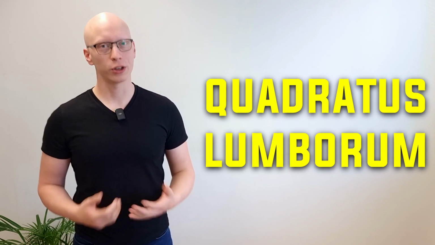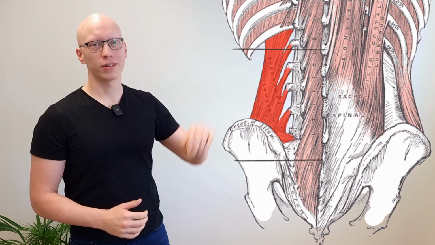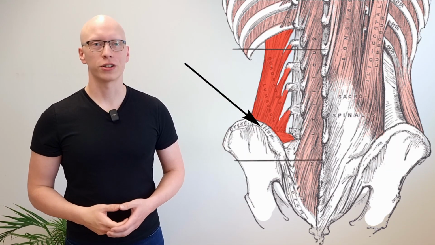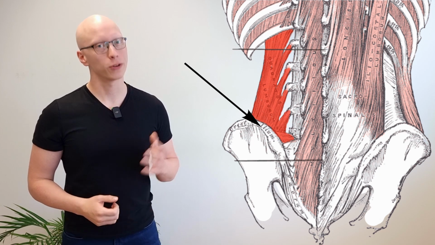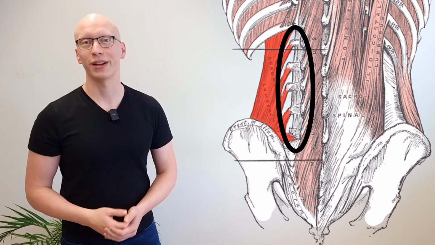This bad boy of a muscle that we are stretching today is called quadratus lumborum, QL for short, and you can find this piece of meat here. As you can see here, this muscle attaches to the iliac crest, and from there it goes on to the lower ribs and to the lumbar spine.